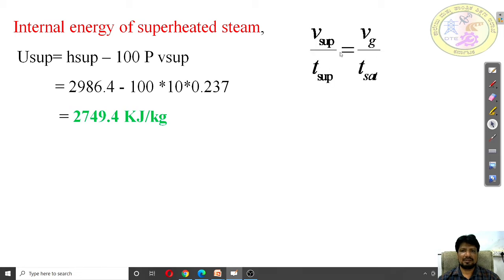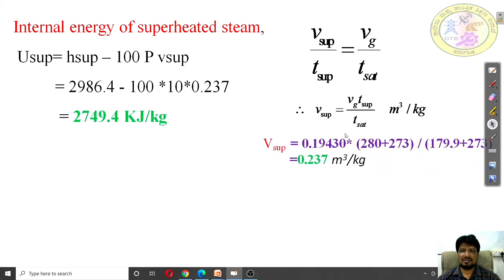We know the formula for volume at superheated: V of superheated divided by T of superheated is equal to Vg divided by T of saturated. Therefore, to calculate V of superheated, it is equal to Vg into T of superheated divided by T of saturated. Here we know the values.